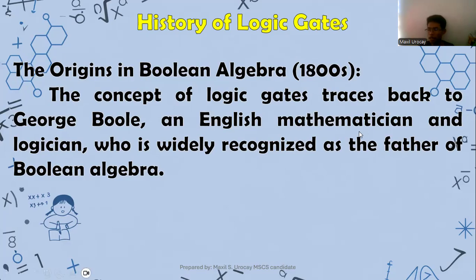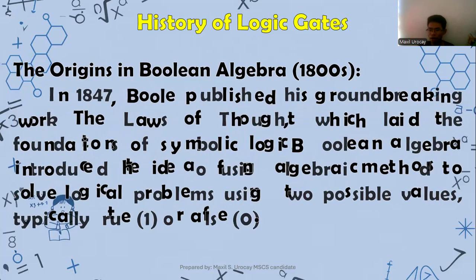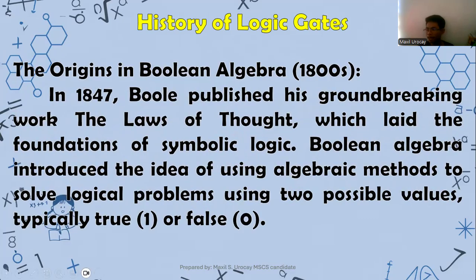So the origins of Boolean algebra: in 1847, Boole published his groundbreaking work, The Laws of Thought, which laid the foundation of symbolic logic. As I mentioned, we're able to work with zeros and ones. He introduced the basic logical operations like AND, OR, and NOT. And these are the same operations used in modern logic gates today. Even today, we are still using that.